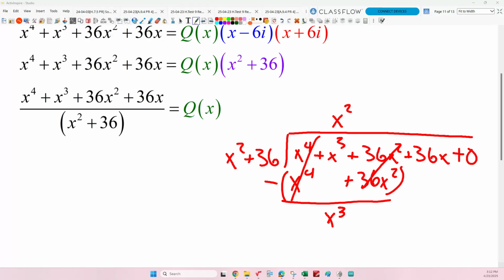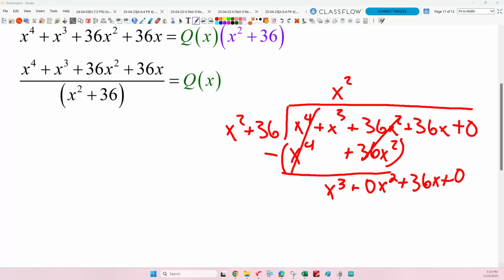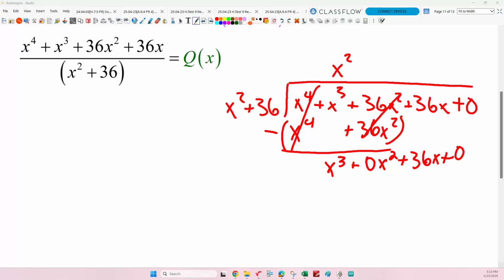What do I put here? Plus 36 there. Wait, no. Well, it's after our leading term. Don't you divide again and then multiply? Yeah, but we have to put a placeholder there and then drop everything down. Since this is after our leading term, we have to have a placeholder. Okay, what do I do now? Divide x cubed by x squared. What do I get there? x.